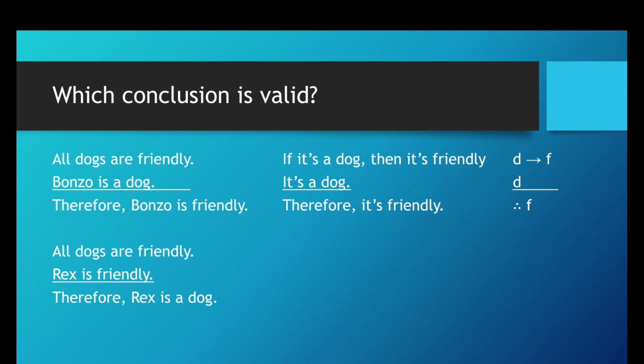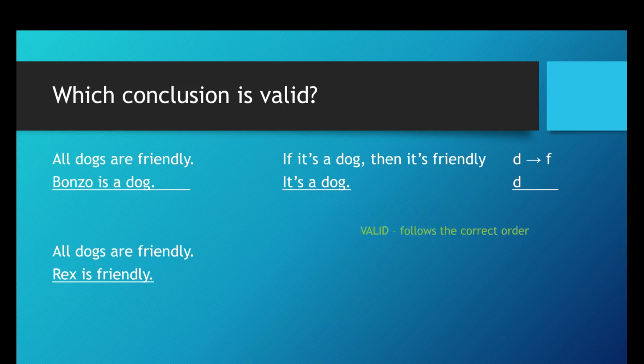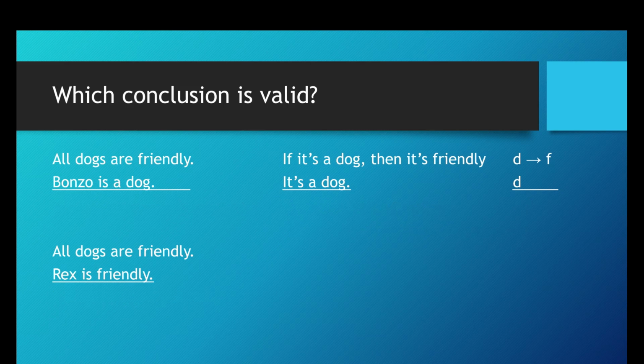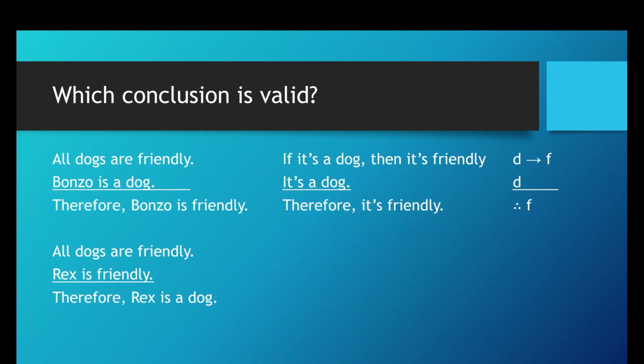So the first one looks like this. If it's a dog, then it's friendly. D, arrow F. It's a dog. Therefore, it's friendly. D, therefore, F. So this one is valid. I don't know why I knocked out the conclusion there. This one is valid because it follows the correct order, right? First D happens, so therefore F is valid.